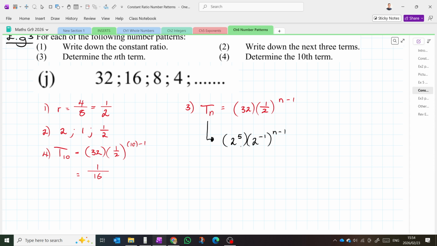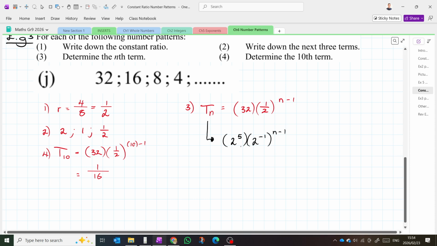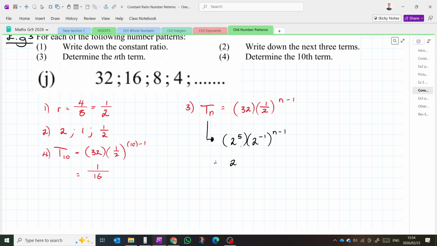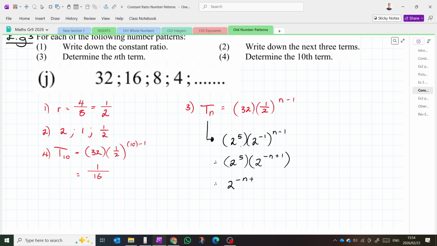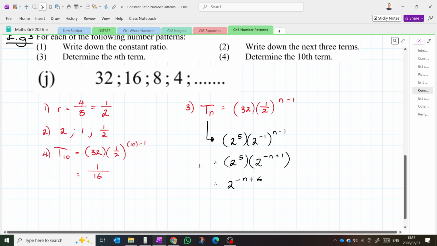Okay, then using our third law, this power needs to be distributed here. So that means we actually have 2 to the power 5 times 2 to the power negative n plus 1. And then we are actually multiplying the same bases. So we can add the exponents. So this would be the same as 2 to the power negative n plus 6. And those would actually be equivalent forms.